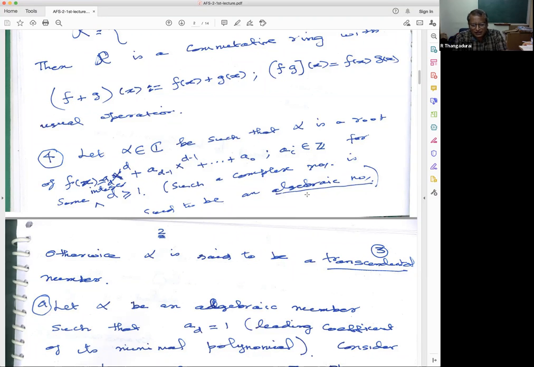Otherwise, if alpha is a complex number which is not a root of any polynomial with coefficients coming from integers, then we call that a transcendental number.